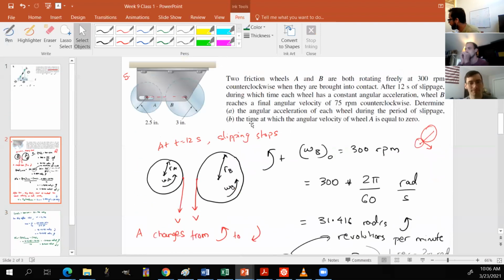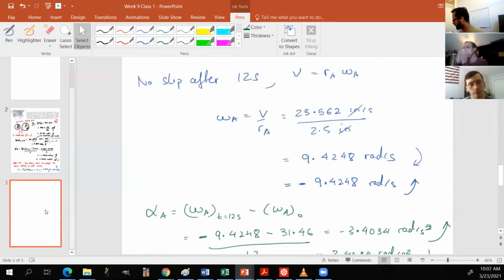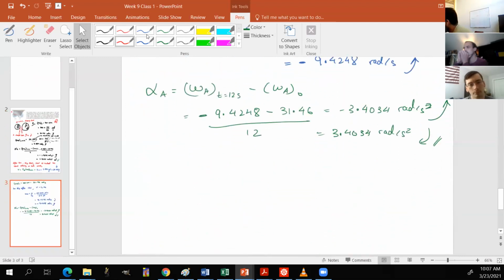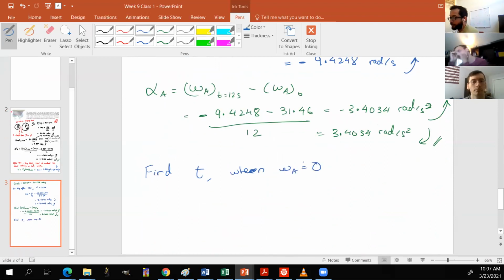All right, the last part of the problem asks you to find the time at which the angular velocity of wheel A is equal to 0. So what does that mean? That means that between the period of this starting off rotating counterclockwise and ending up being clockwise, sometime in the middle, the angular velocity would have had to be 0, right? Does that make sense to you guys? And that's it. That's all you're solving for. So basically, you're going to find t when omega is equal to 0, right?